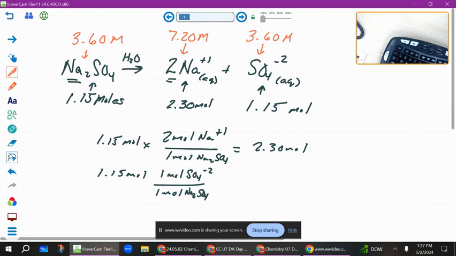Now, granted, if we had 1 mole of this, that would be sweet, because then how much of this would we have? 2 and then 1, right? But we normally don't have a mole. Normally we have part of a mole or more than a mole or something like that. Well, once you know how many moles, we can figure out how much would be on the other side.